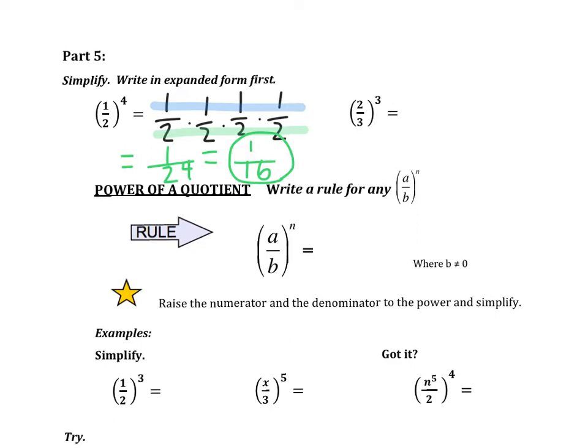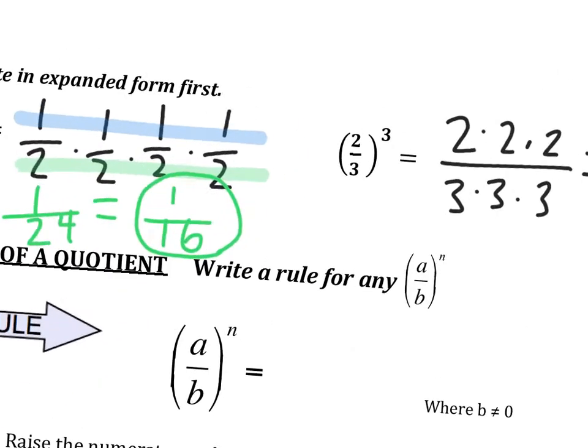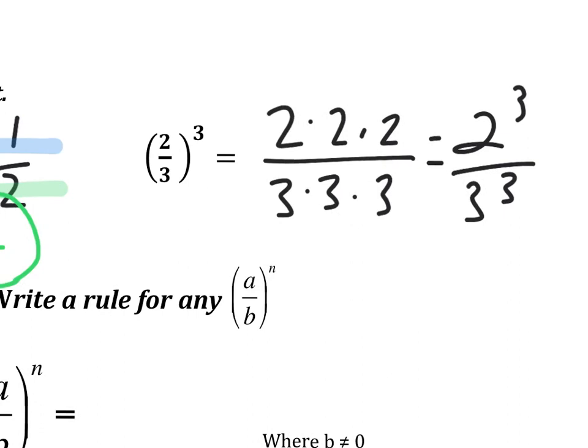Now, let's do the next one, and then we'll pull this thing together. 2/3 to the 3rd power. That's 2 times 2 times 2 over 3 times 3 times 3. That's like 2 to the 3rd power over 3 to the 3rd power. Let's look at the original problem and see how we could have gotten that right away without having to expand everything. If we zoom in on this, it's almost as if this 3rd power was applied to the 2 and the 3. That's exactly what happened. Right now, this is a 2 to the 1st power, and this is a 3 to the 1st power.